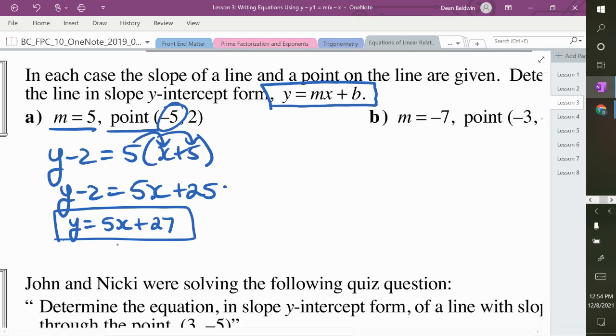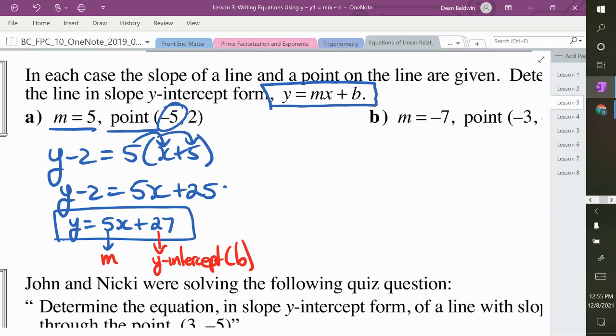Okay? There's your slope. And what's 27? That's your y-intercept, or your b value. Okay, so once we put it into that form, we can rewrite it in that form. The y is equal to mx plus b is the preferred form to write it, because if you're trying to graph something usually, that's the form you're going to have, and you know the slope and the y-intercept, so it's easy to graph, like we did yesterday.